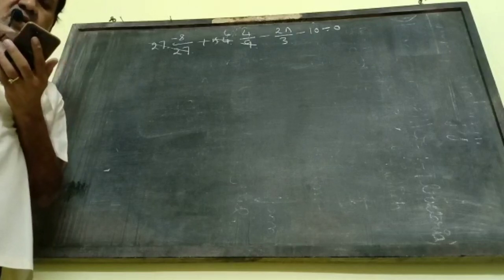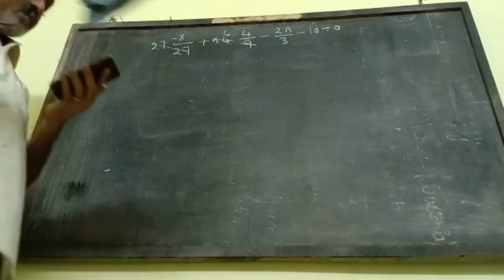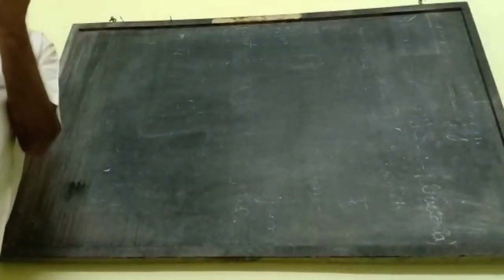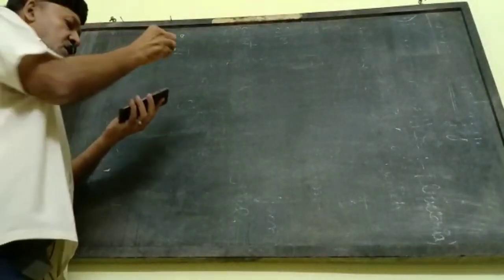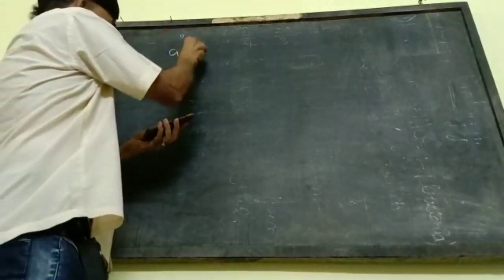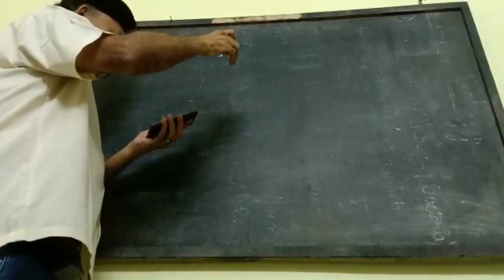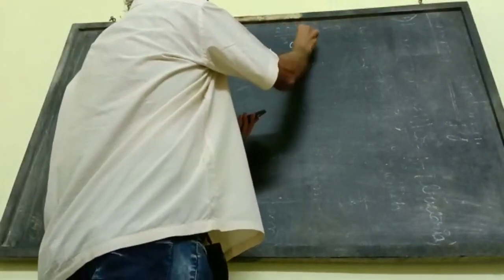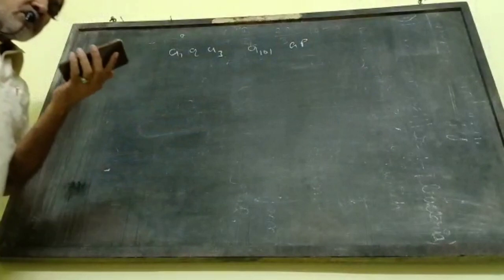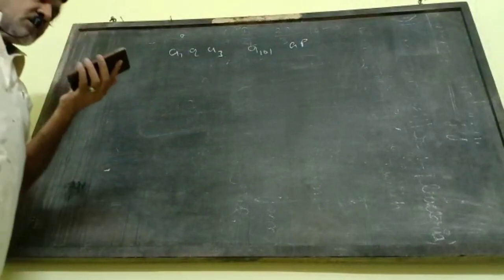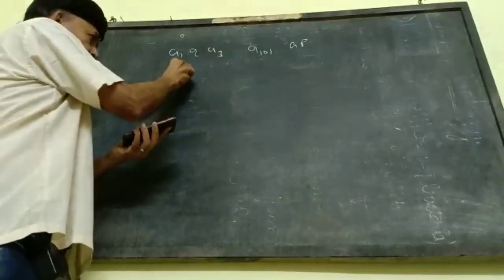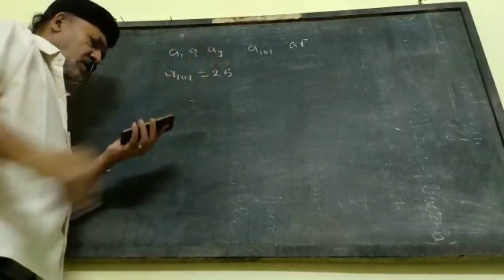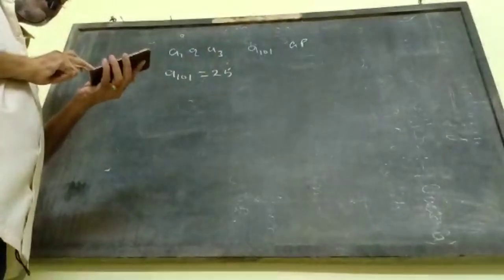So the next question is: A1, A2, A3, ..., A101 are in geometric progression, and A101 is equal to 25.